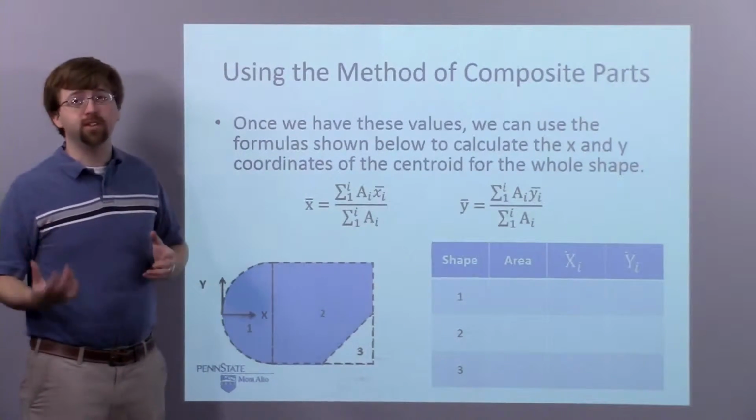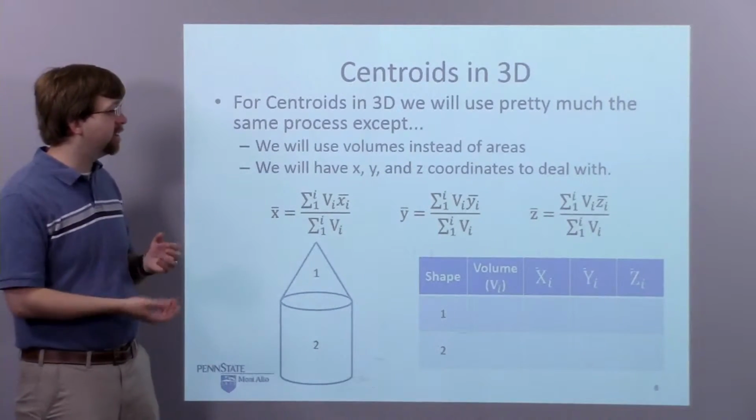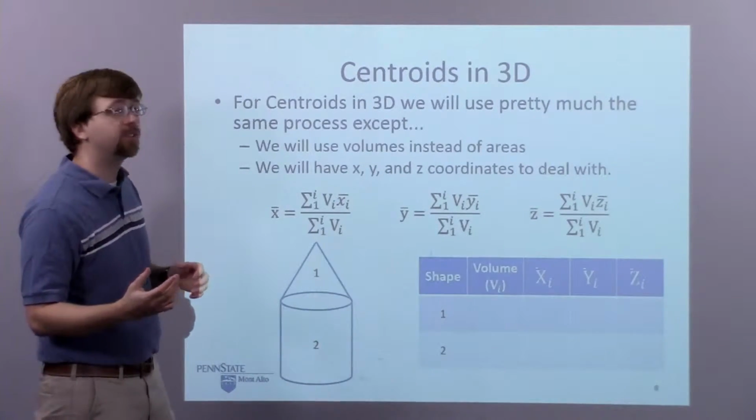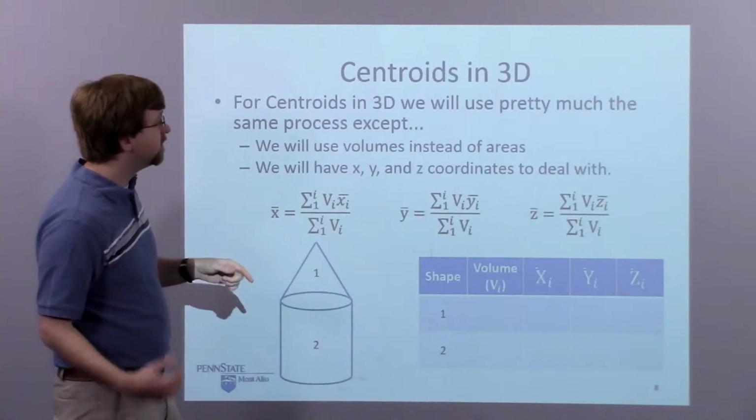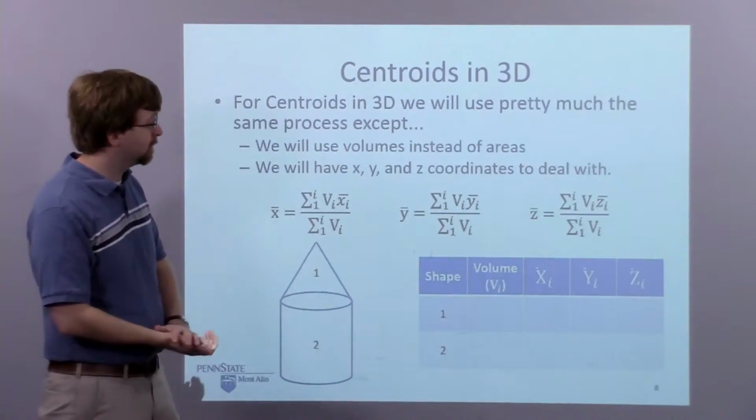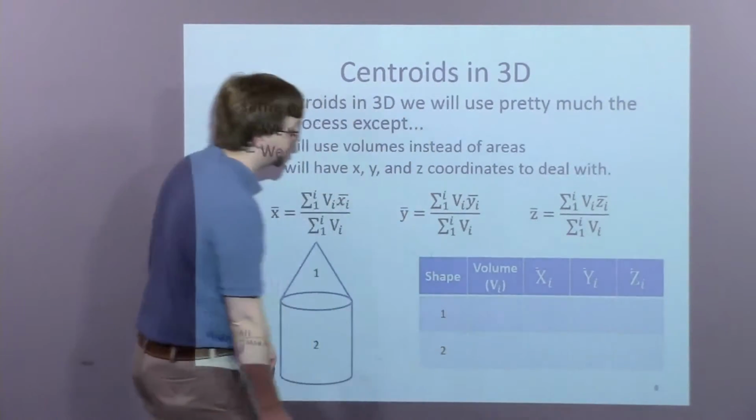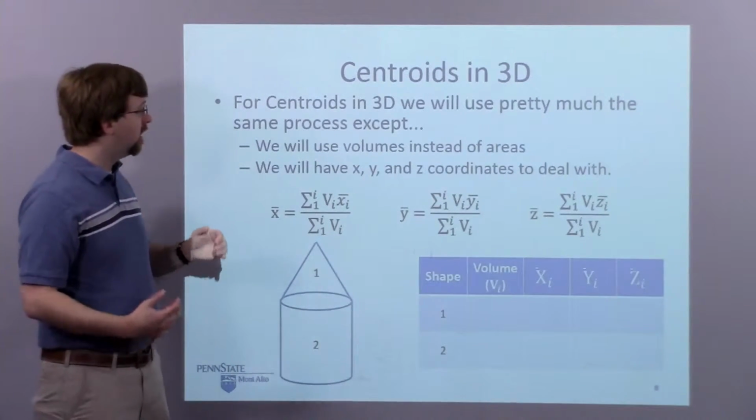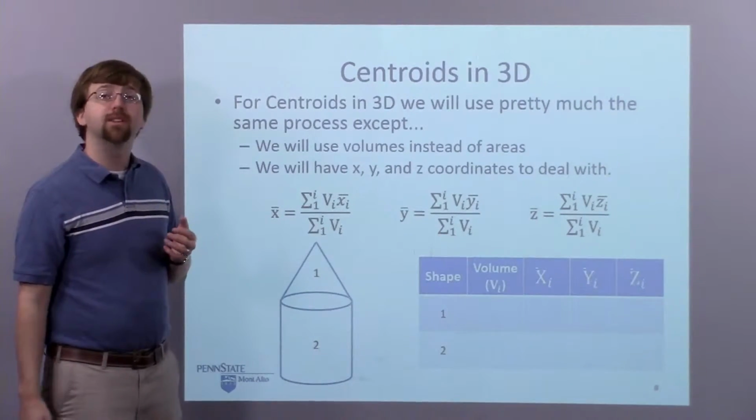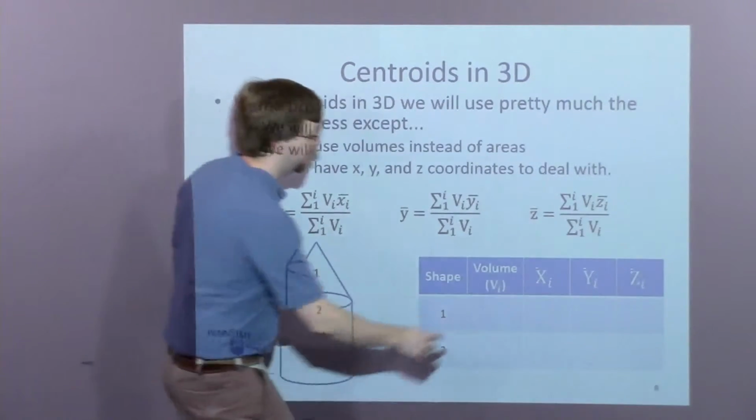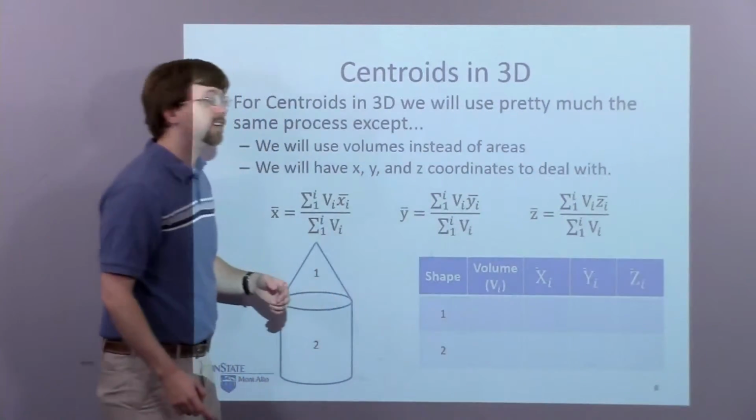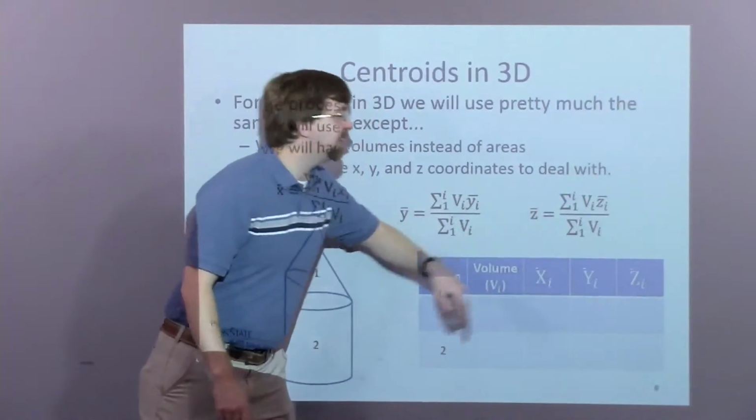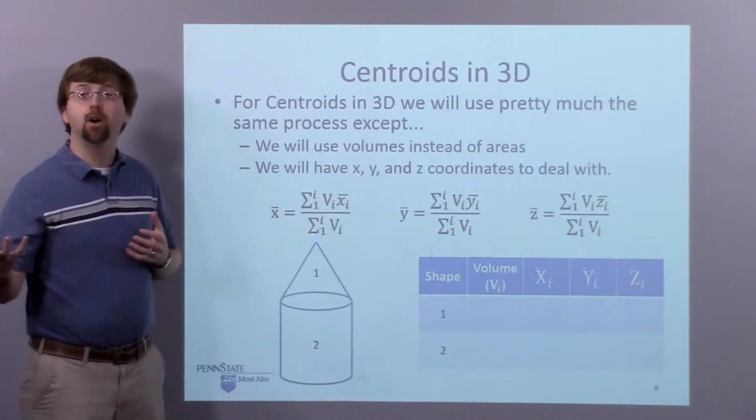Alright, so this is for 2D centroids. Let's talk about how to modify this for 3D centroids. We're going to use pretty much the same process. There's two big differences. The first is, rather than using areas for each of those shapes, I'm going to use volumes. So I put volumes in my table here, and I've got a cylinder volume and a cone volume right here. And also I'm going to have x, y, and z coordinates to deal with because I've jumped to 3D. So I need to find the x, y, and z coordinates of each of my centroids for the individual shapes. And I'm going to do an x, y, and a z calculation for the centroid of the overall shape.